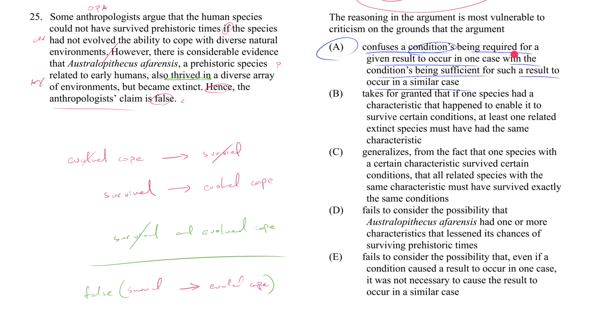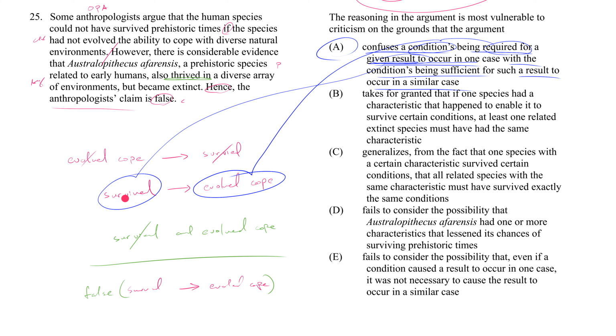What's the condition being required, right? What's the required condition? The required condition is to evolve the ability to cope, right? That's the condition being required for a given result to occur. The given result is the result of survival, right? For survival to occur, the required condition is that you have to evolve to cope with diverse natural environments. In one case, the Homo sapiens case, the humans case. They confuse this condition, right? With the condition here, the condition references the same condition.